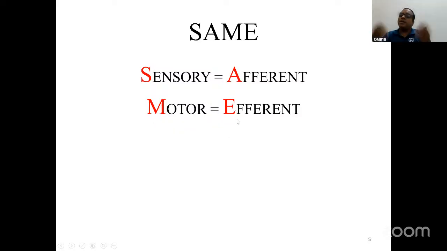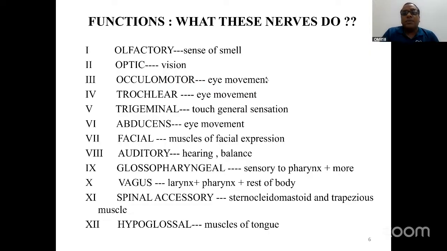So just remember a mnemonic saying. Dear students, till now we have learned two mnemonics. One is for the cranial nerves, all the 12 cranial nerves in order, and the second one is for the sensory and motor cranial nerves, right? Now coming to the functions of these cranial nerves. You can take a screenshot of the functions.